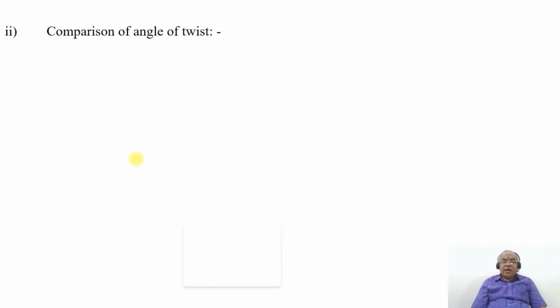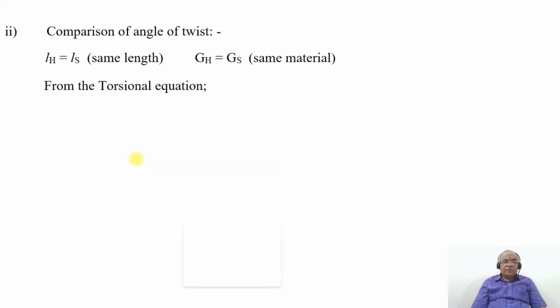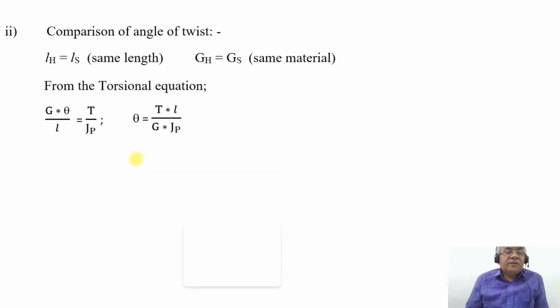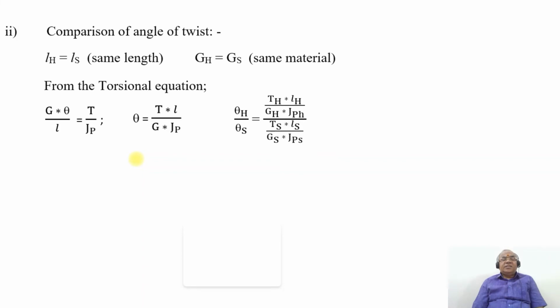Next, the comparison of angle of twist. LH will be equal to LS, which is given in the problem as the same length, and GH is equal to GS, as it is the same material. From the torsional equation, G into theta by L will be equal to T by JP. Therefore, theta will be equal to T into L by G into JP. So theta H by theta S will be equal to TH into LH by GH into JPH, divided by TS into LS divided by GS into JPS.